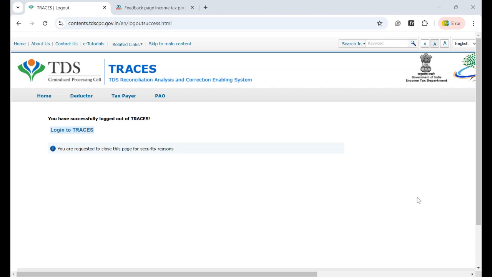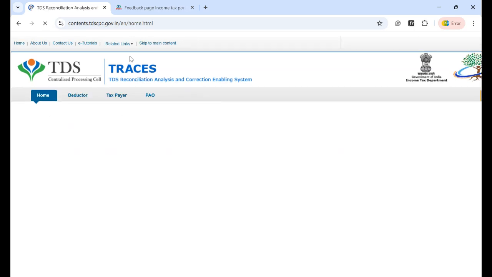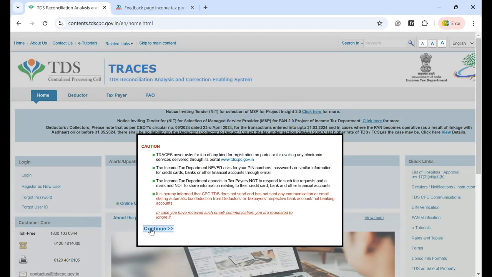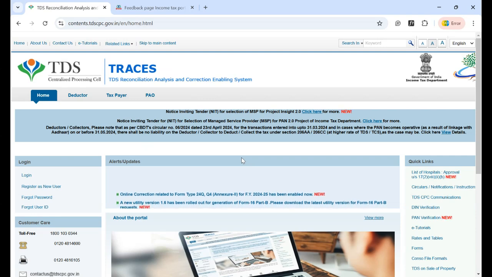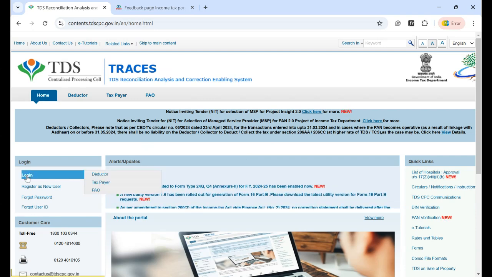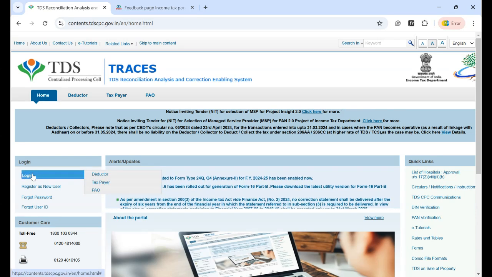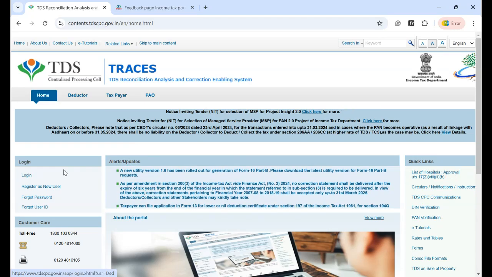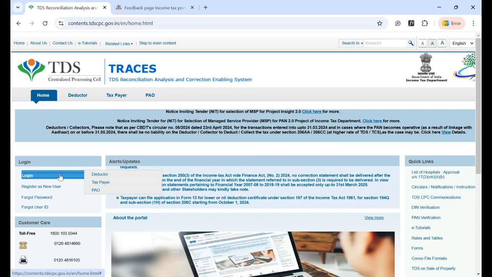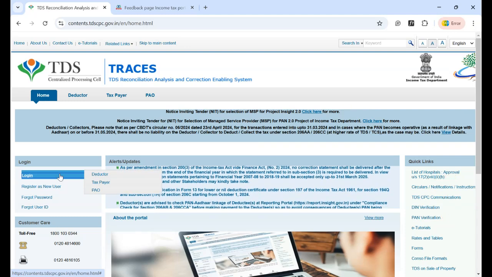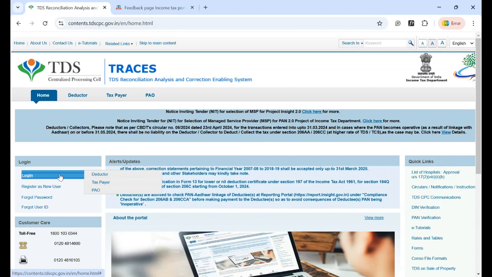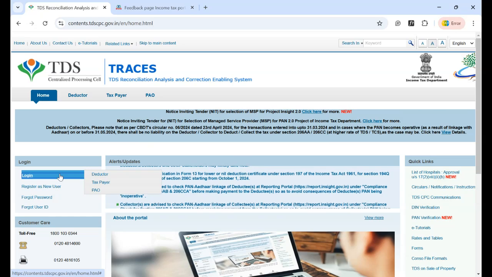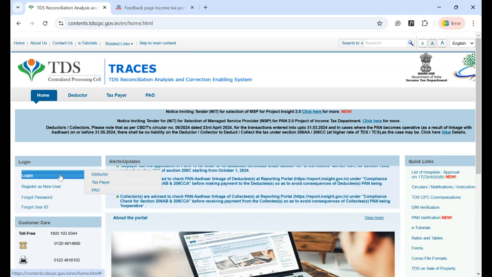For that, we are required to go to the income tax TRESS portal. This is the TRESS portal, tdscpc.gov.in. I believe it is visible to all of you. Here we are required to log in. Again, I'm repeating, here we will not log in as a deductor because we are not doing any function as a deductor. Now we are working as a taxpayer. My role on this site is as a taxpayer, not as a deductor.